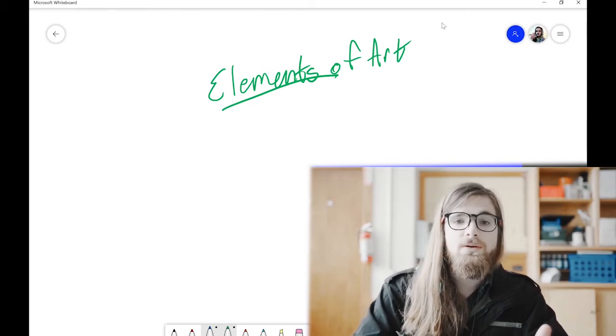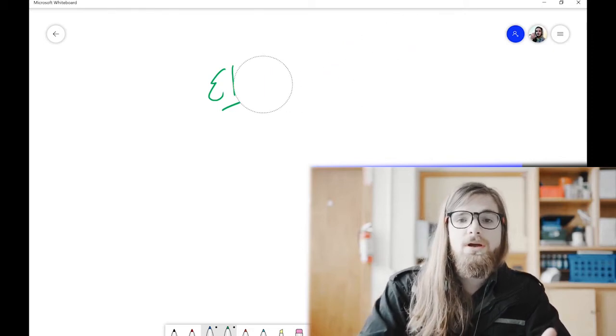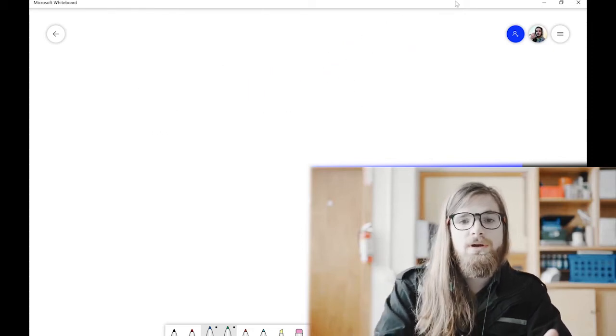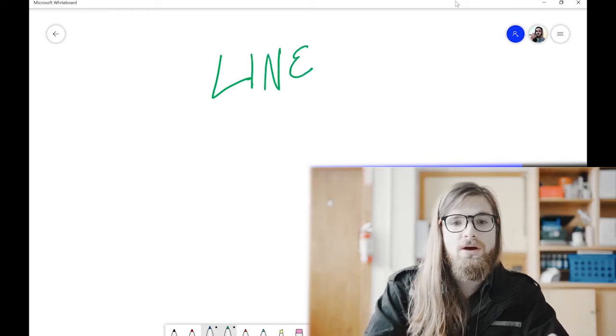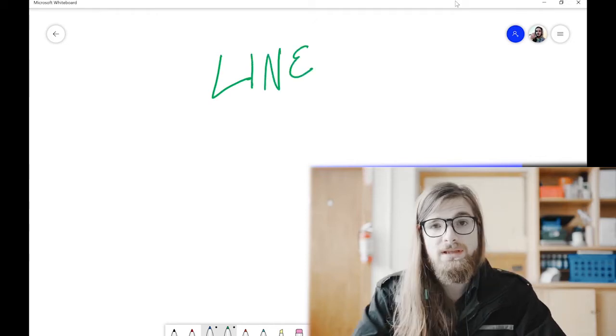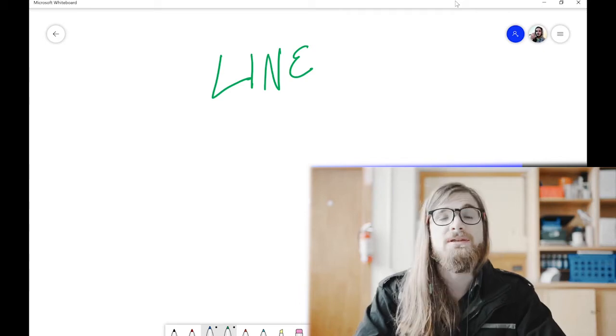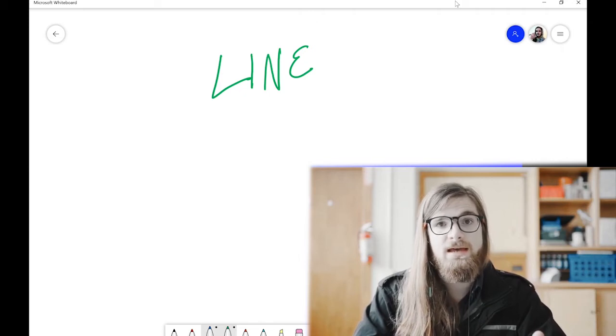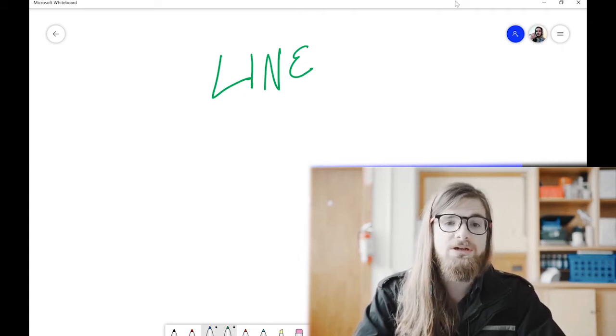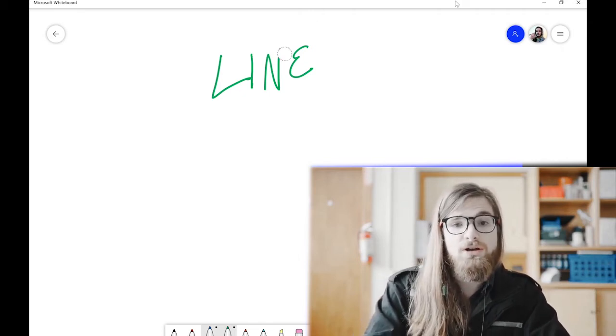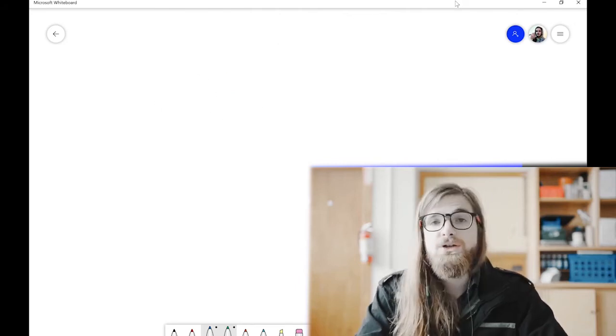Okay, so we are going to start with one of the elements called line. This is arguably one of the most important because it usually is the guiding piece throughout all of your art. It guides the viewer's eyes, it helps us know what to look at in the picture, and it helps draw your actual picture itself. First off, what is a line?